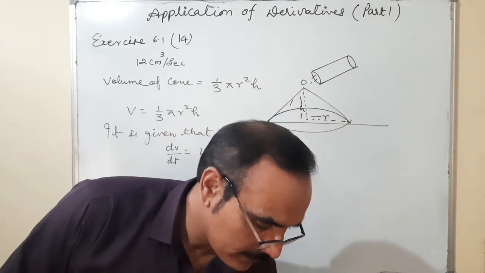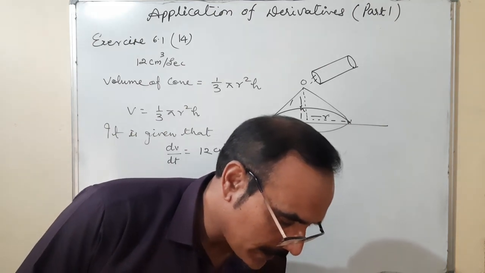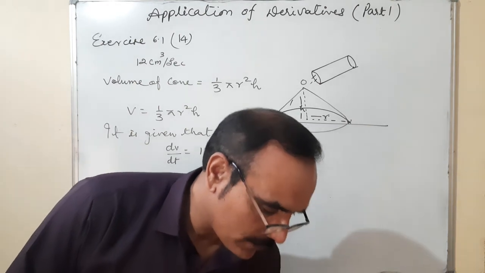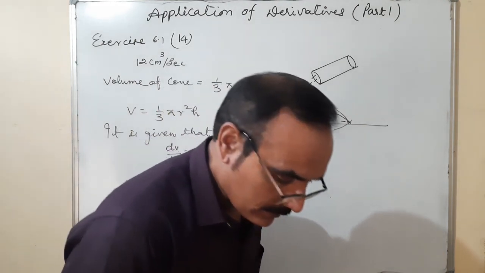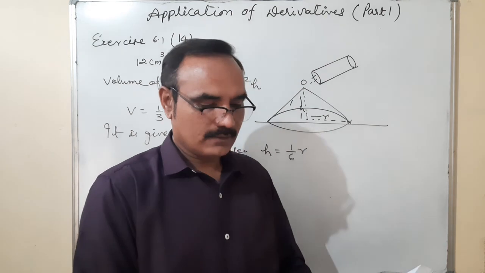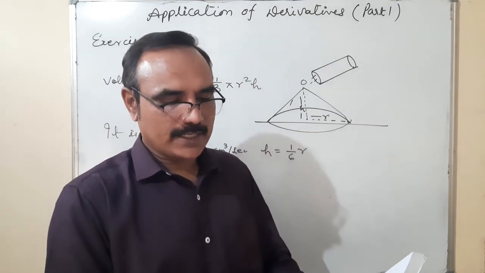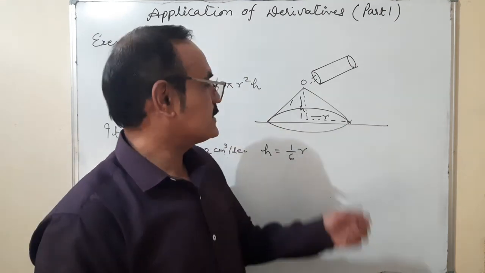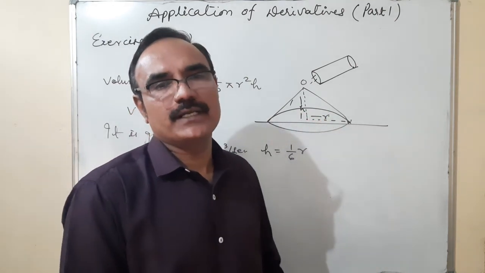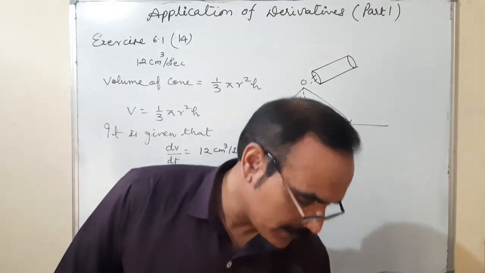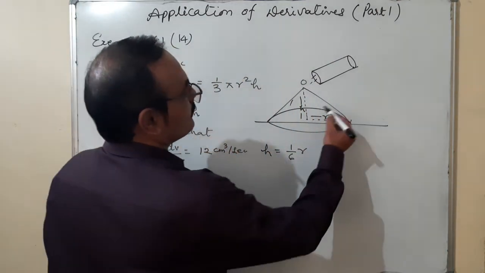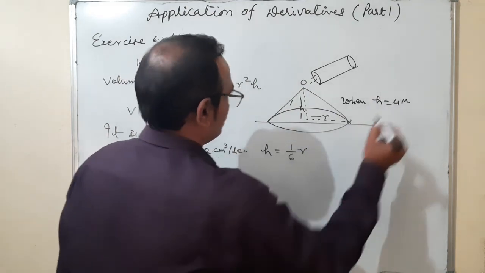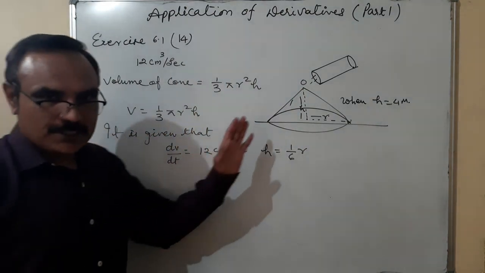And we are to find how fast the height of the sand cone is increasing when h is equal to 4. That means actually we are going to find dh upon dt, when h is equal to 4. Okay. Position clear, picture clear.